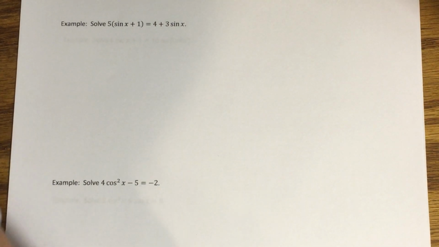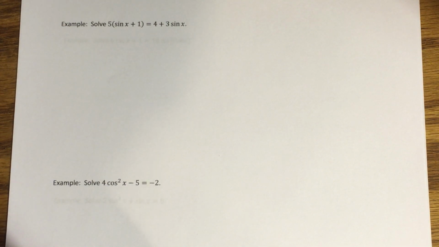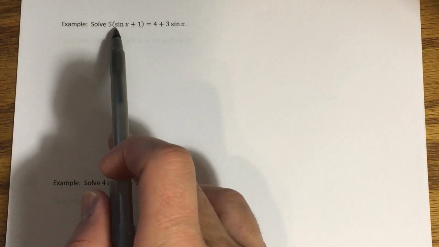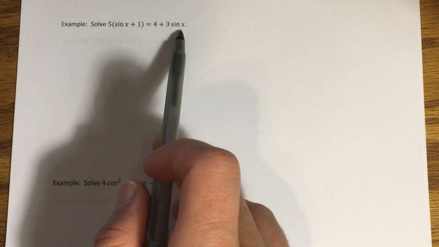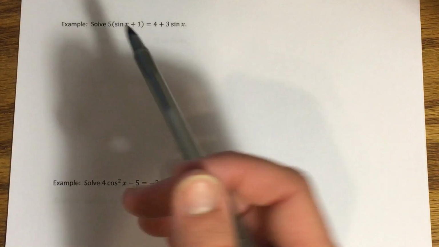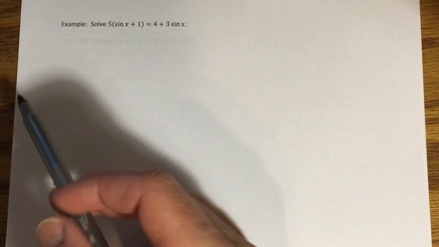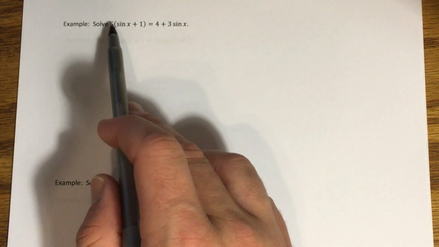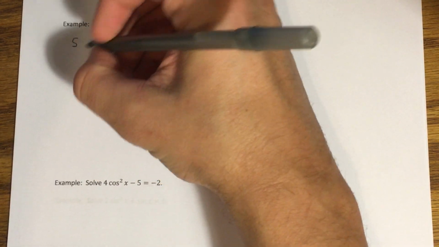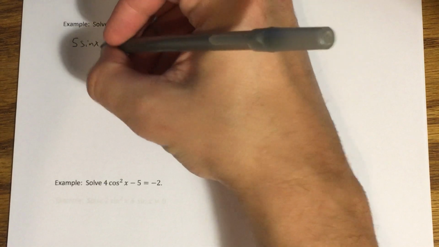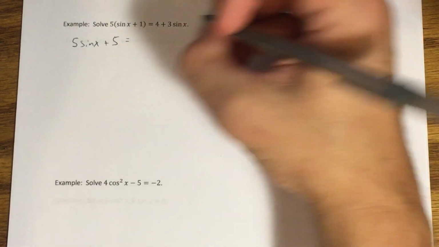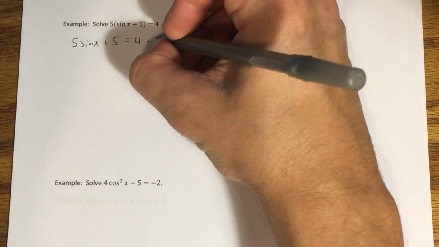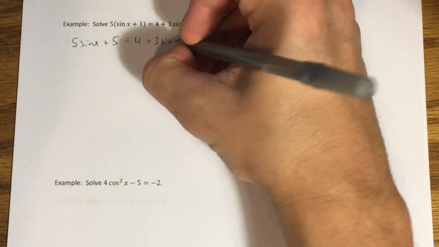And here, again, this is very, very similar to solving a linear equation in algebra. The sine of x that I see here and here, let's think of that like a variable. Think of it as just an x. What we'd be trying to do here is isolate the x, or isolate the variable. So I'm going to start by distributing the 5 on the left-hand side of that equation. 5 sine of x plus 5 equals 4 plus 3 sine of x.